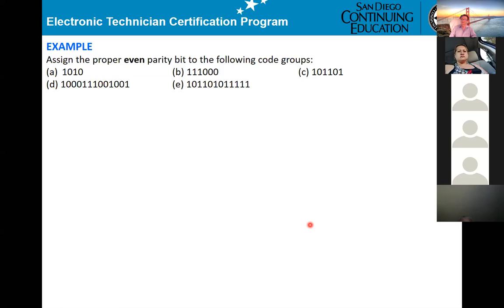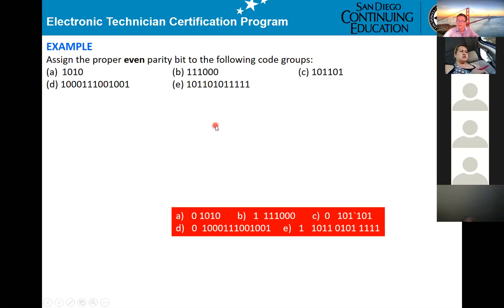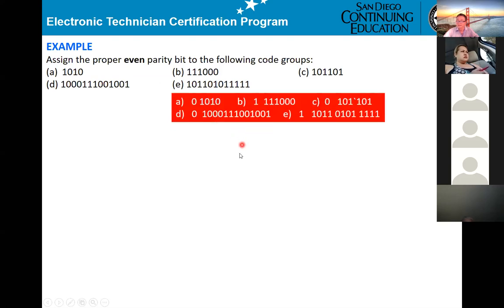D, 0. Even, so they have to be 0. And the last one, 1. Odd. Perfect. The thing is right now they are odd, right? Yes. So you have to add 1 to make it even. That's the answer.